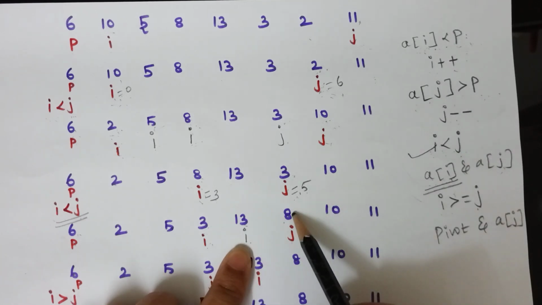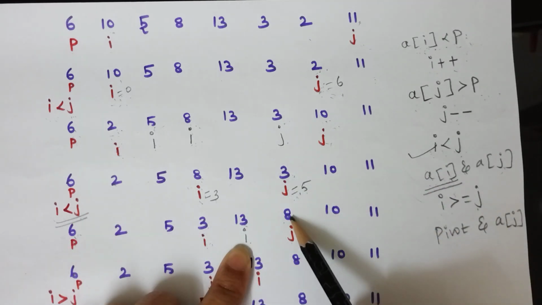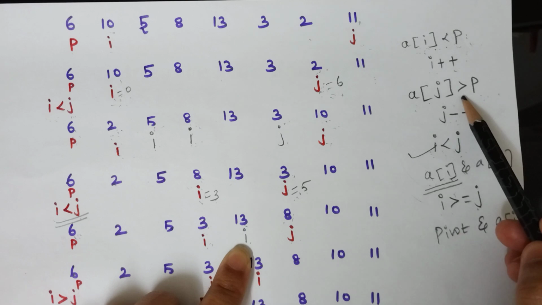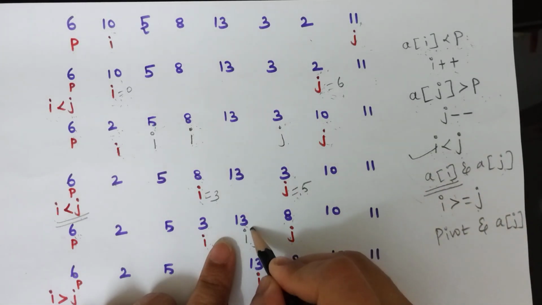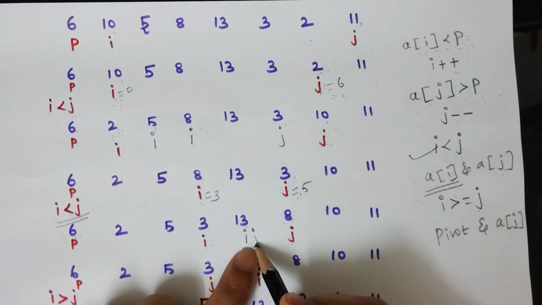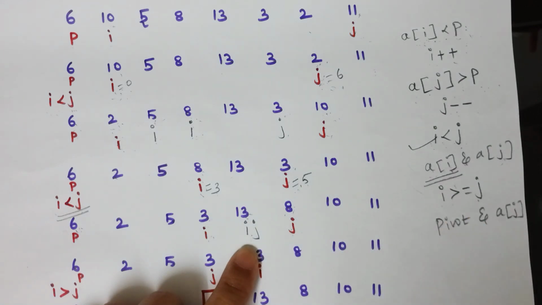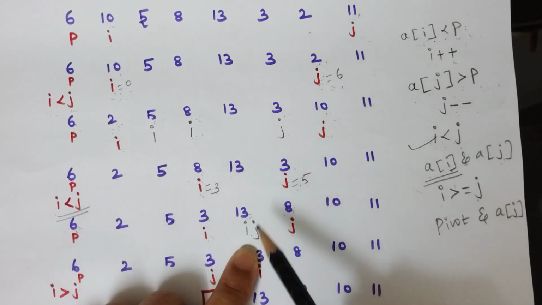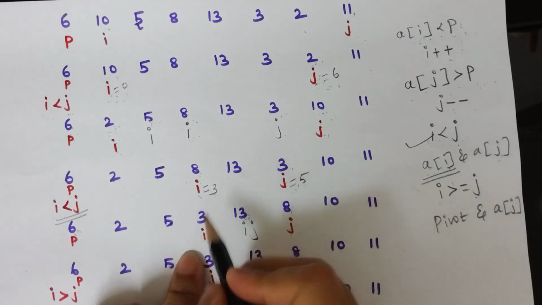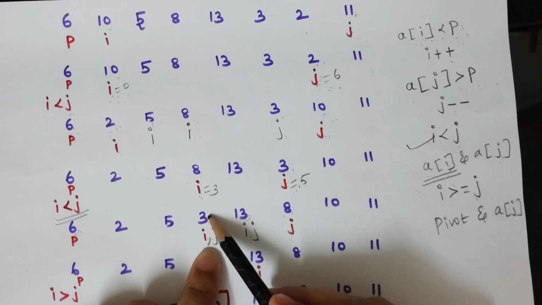Now what is the value of j? 8. So compare the j value with 6. Now 8 is greater than 6. Yes, it is satisfying the condition. If this satisfies the condition, you need to decrement the value of j. So now the jth position will be here pointing to this element 13, right? Again compare this 13 with 6. Yes, 13 is greater than 6. If it is greater than 6, again you need to decrement the value of j. So now your j value is here pointing to the element 3, right?